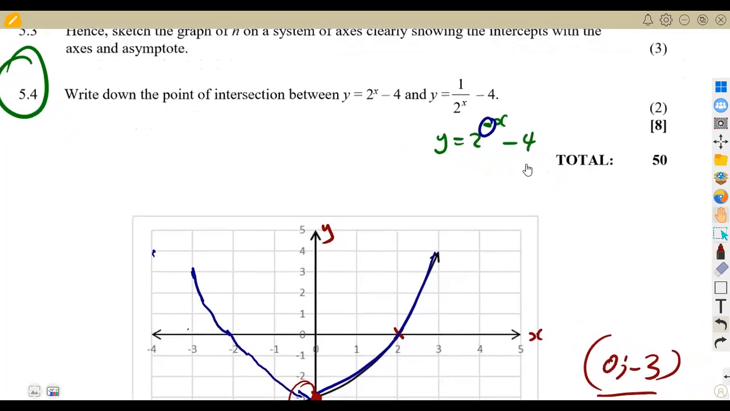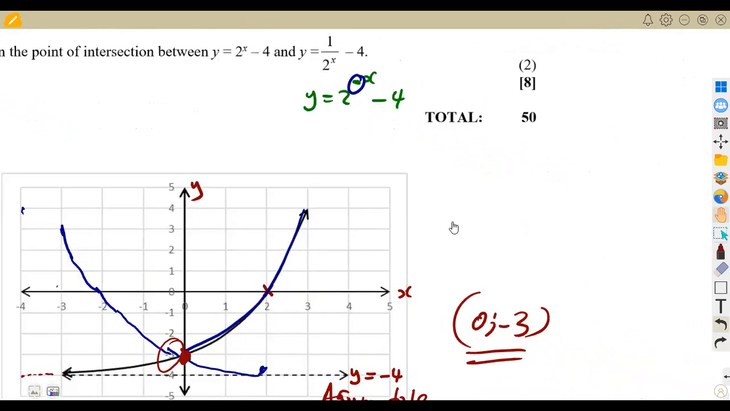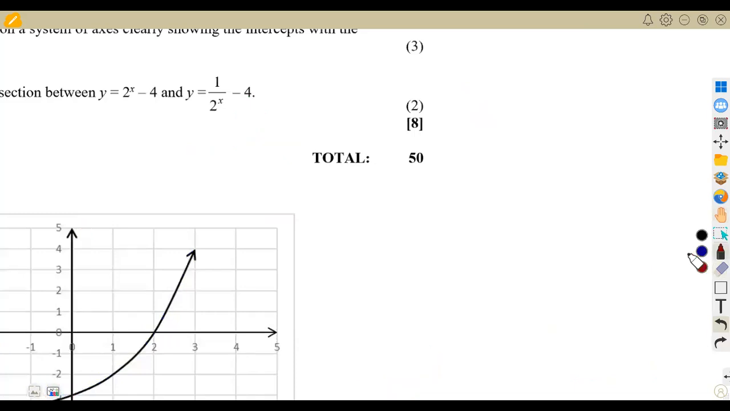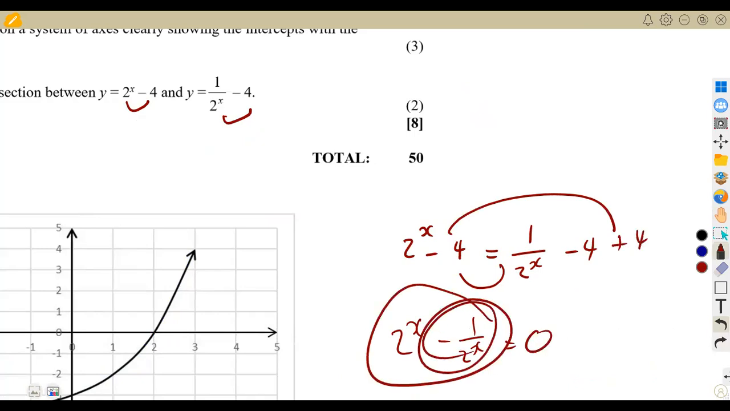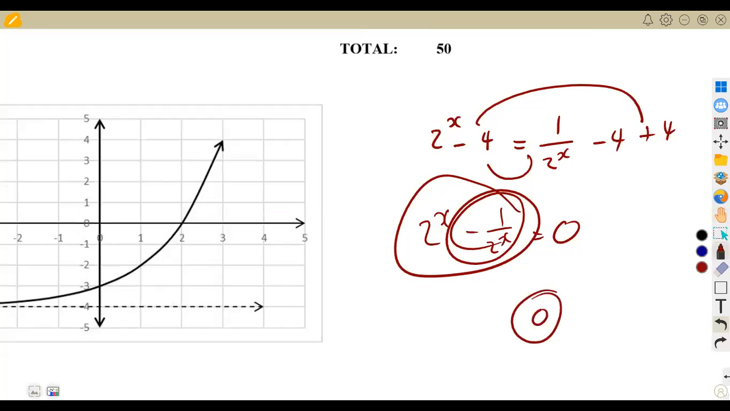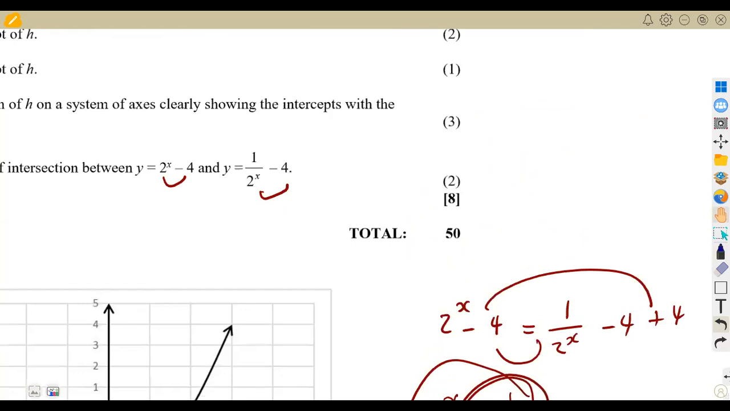Yes, you can solve your equations, which is fine. Remember, I explained that at the point of intersection, the two graphs are equal. So 2 to the exponent of x minus 4 must be equal to 1 over 2 to the exponent of x minus 4. The moment I transpose this side, the exponent is going to be a +4, which is 0. So definitely whatever I simplify for x, it is going to be 0.